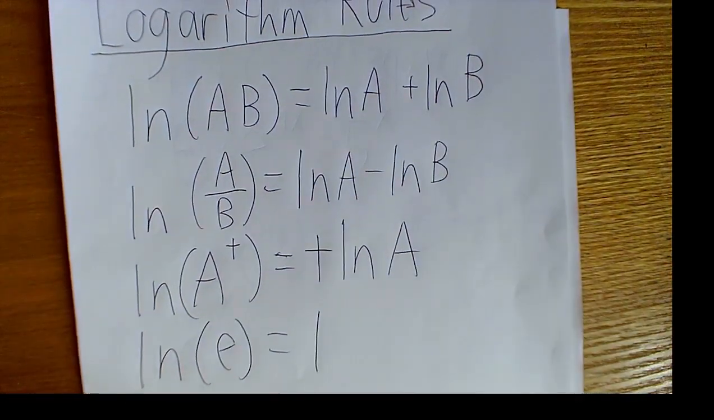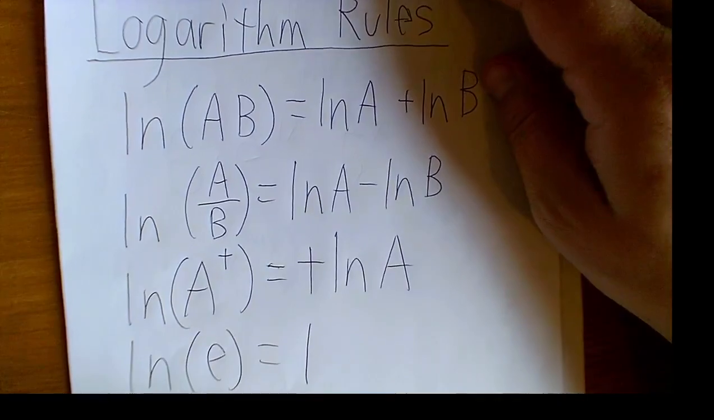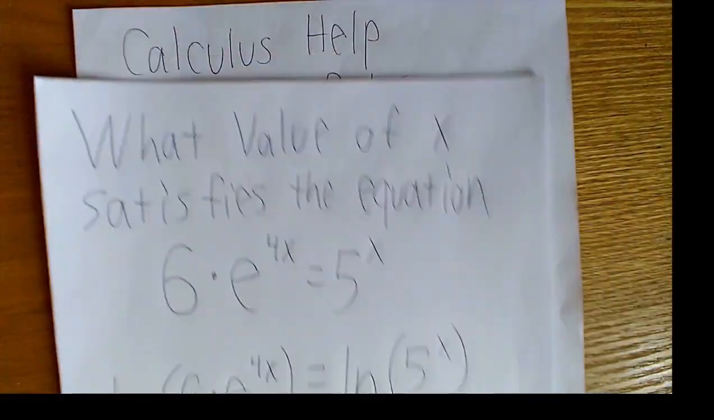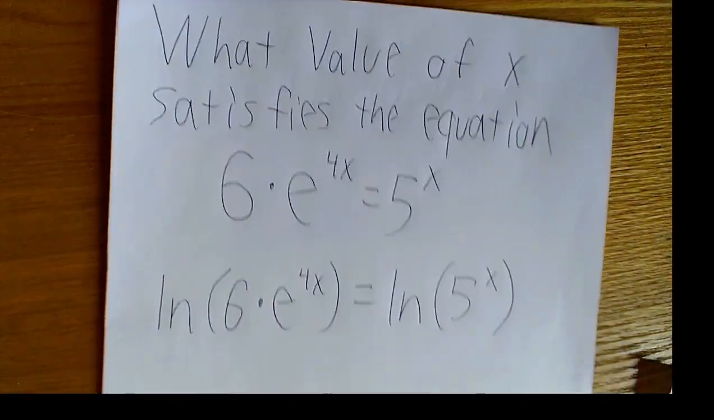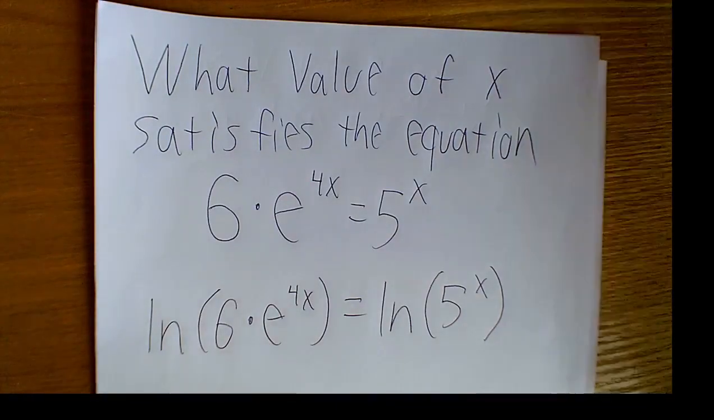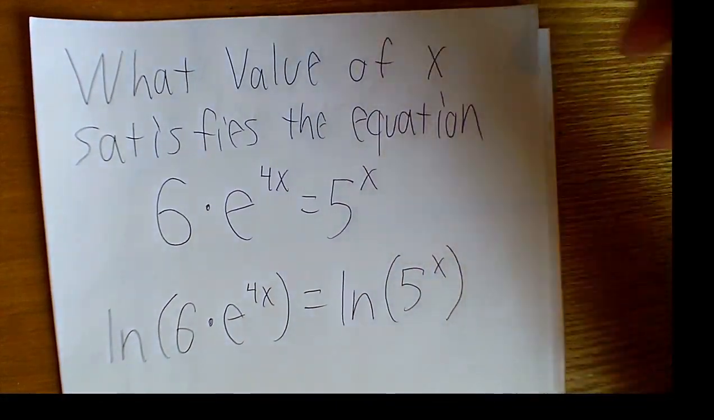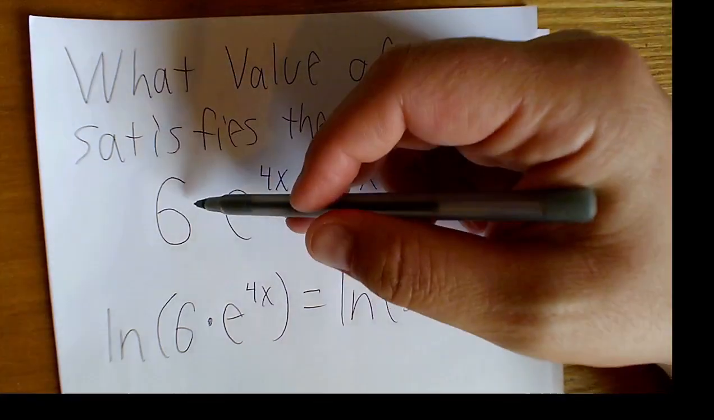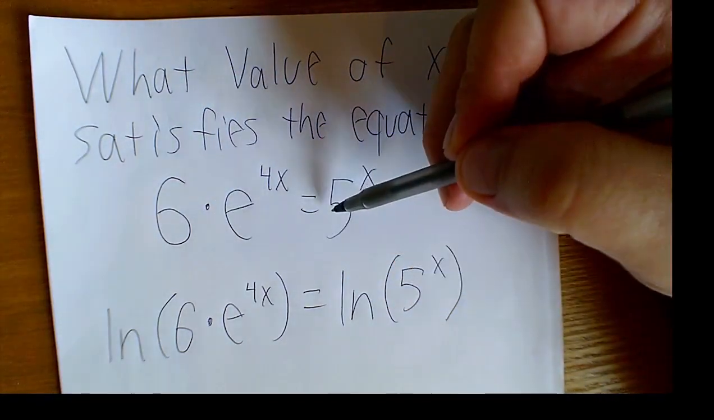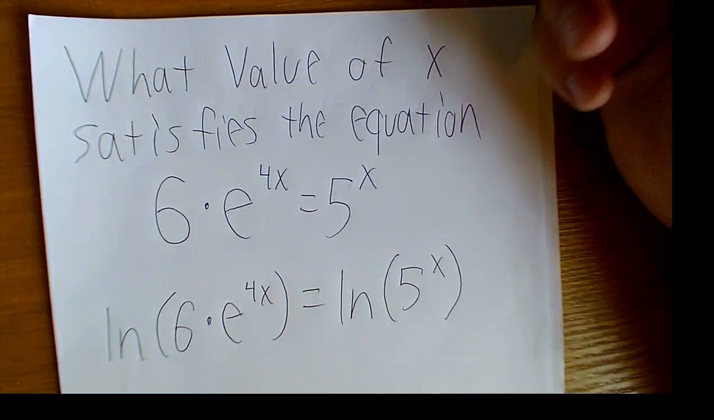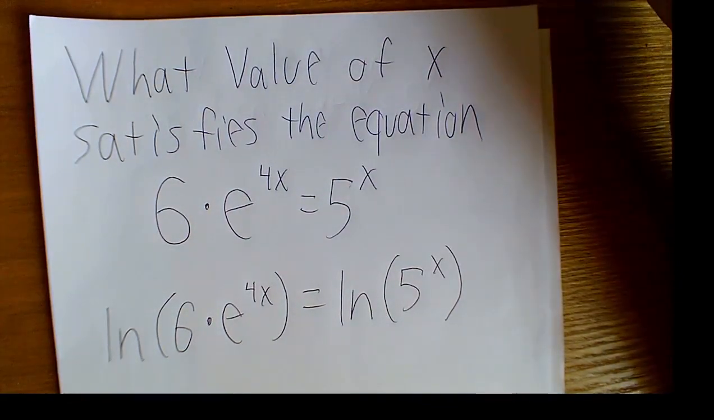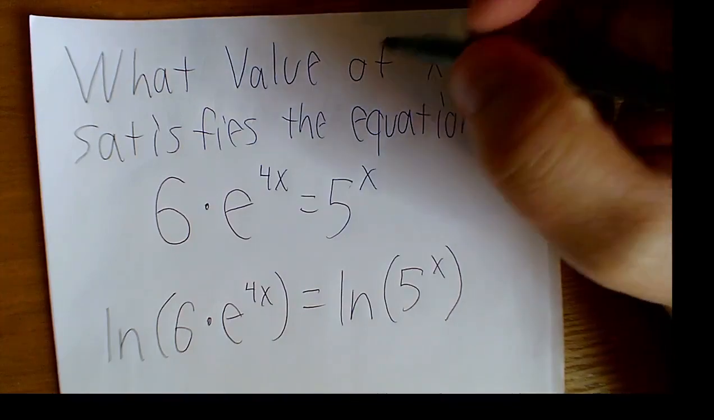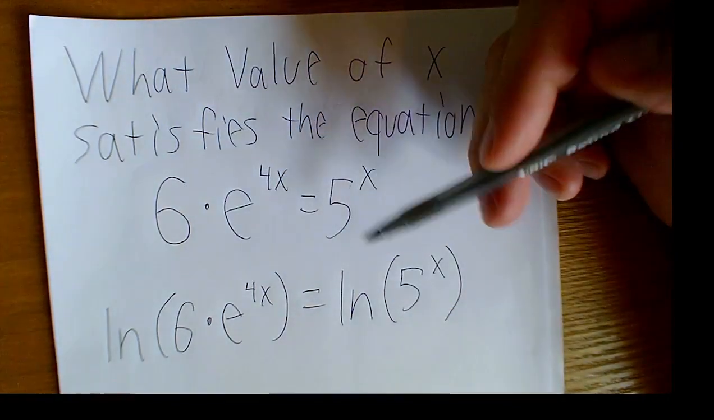So those are a few of the rules that we need to keep in mind when dealing with these kinds of problems. So here's a problem that many of you may find in your work. They're asking us for what value of x satisfies the equation 6 times e to the 4x equals 5 to the x. Well, obviously, if you remember algebra, there's a golden rule. What you must do onto one side of the equation, you must do to the other.